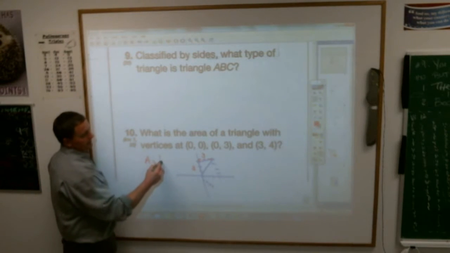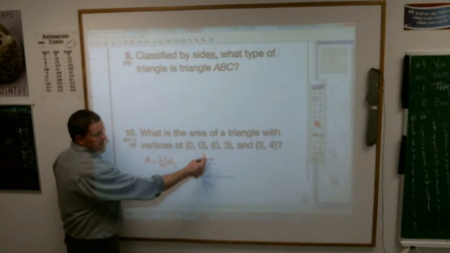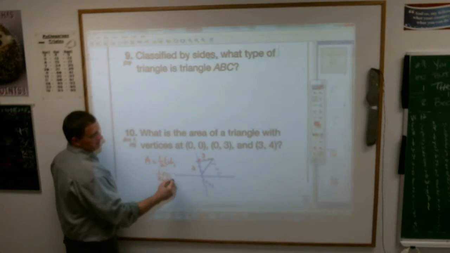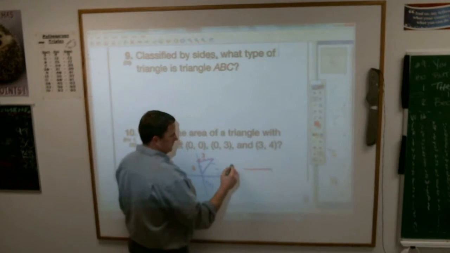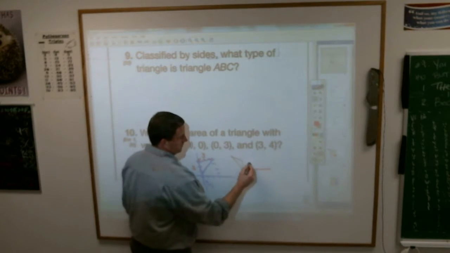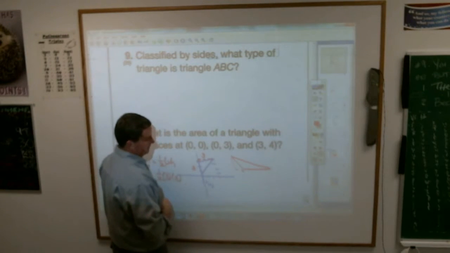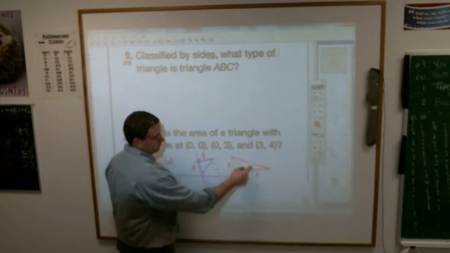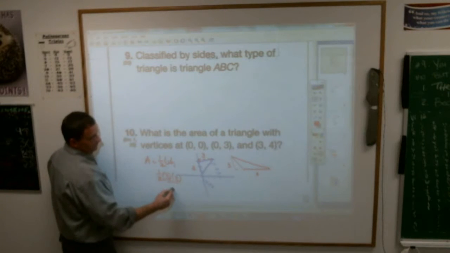Area is 1/2 base times height. And my base and the height are the two that form the right angle, so it's 1/2 of 3 times 3. This is just like having one of those triangles where they give you this. So they draw this little dash line like this, and draw that over like that. And you use this line, this was 3, and this was 3. Half of 9 is? 4.5.